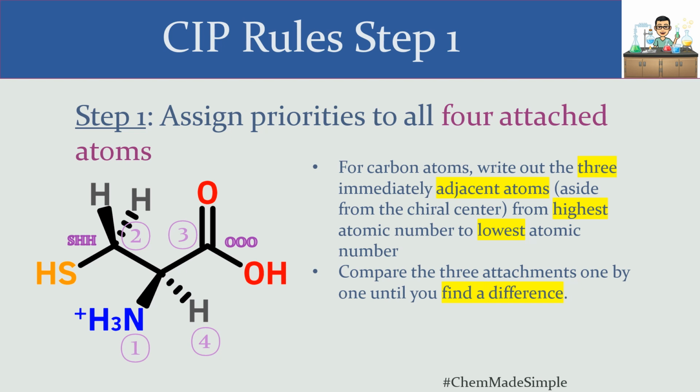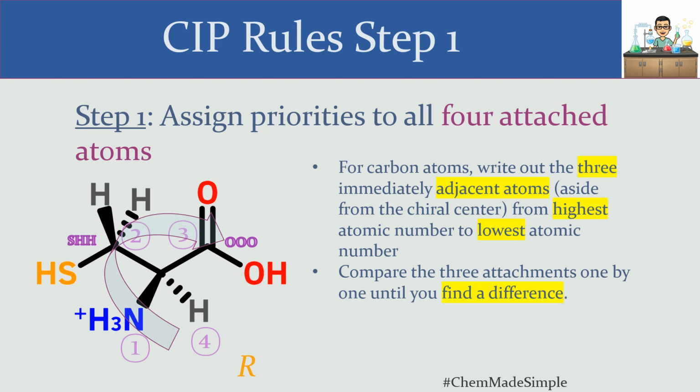The way the rules work is you take a look at the attachments and you figure out, hey, what's the highest atomic number, period, right? Kind of like how we did with the nitrogen and the 2 carbons here. What we did was we determined the nitrogen by itself versus this carbon by itself and this carbon by itself. We didn't go farther down the line or anything like that. So that means that our configuration is such that if I make a trace from 1 to 2 to 3, the arrow looks like this, and that is a clockwise direction. And so that means that the absolute configuration for this molecule is an R.